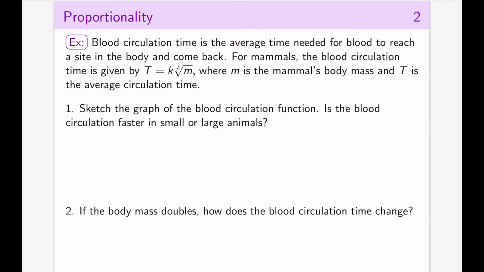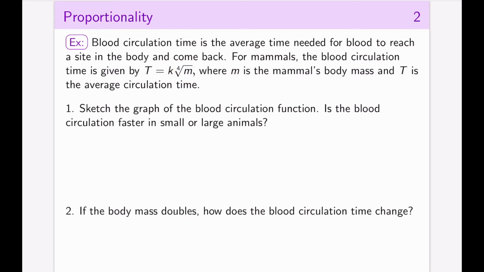For mammals, which humans are part of, the blood circulation time is given by this formula, where M is the body mass, T is the average circulation time, and k is some kind of constant that depends on a particular mammal, because we obviously function quite differently than some other mammals out there, depending on their body composition and a variety of other factors. So first of all, let's sketch the graph of this function. Again, k is a constant, so what we're looking at is something that is proportional to the fourth root.